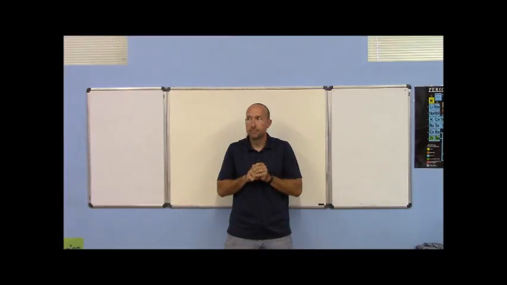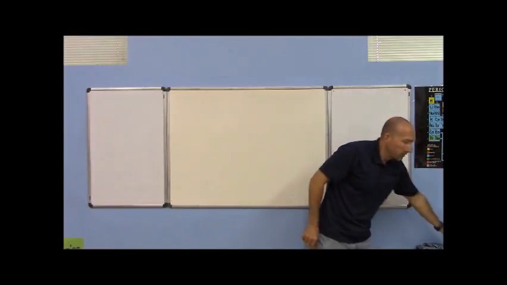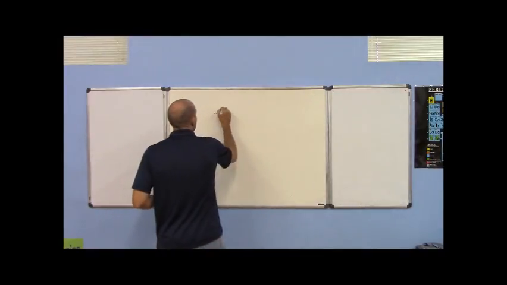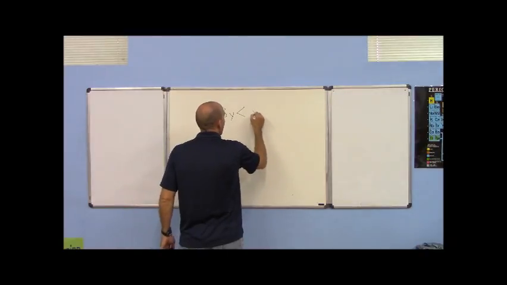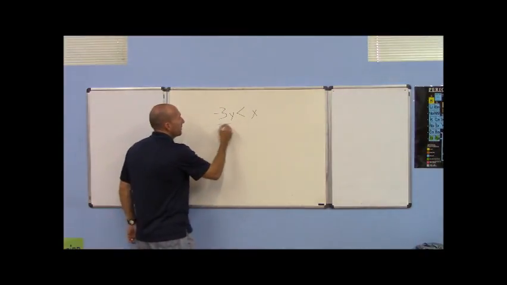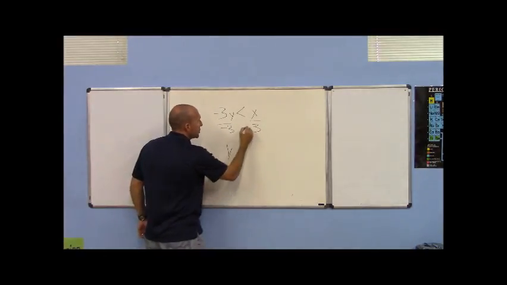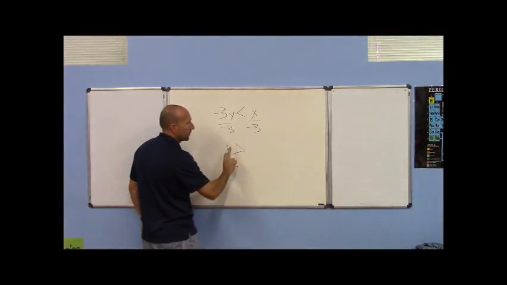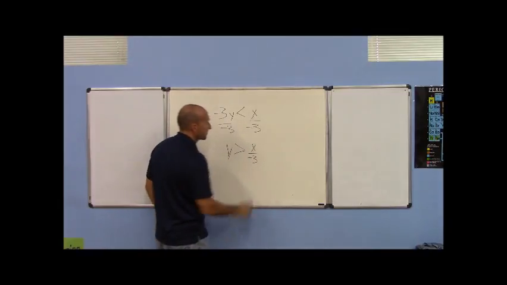Oh, I've never seen that. Yes. Whenever you divide by a negative number, let's say minus 3y is less than x, you must change the sign. You have to flip it. Okay? You have to flip it.